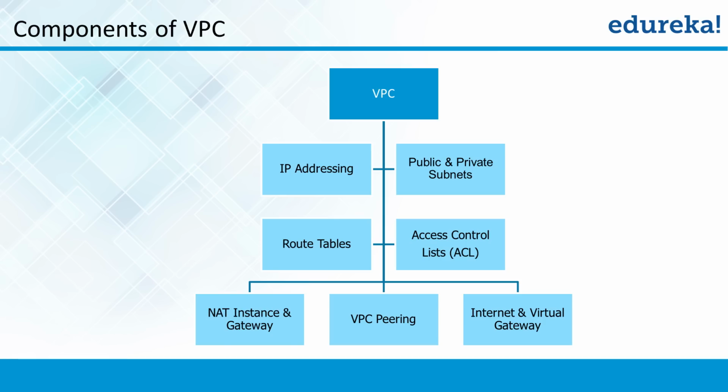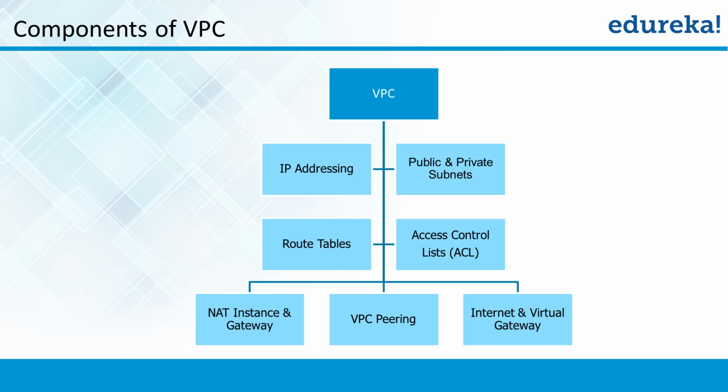And there's a bunch of other things. So NAT gateway, internet gateway, virtual private gateway. These are components which are used for communication between the VPC and the outside world. So the internet gateway is the one that is used to make a subnet publicly available.